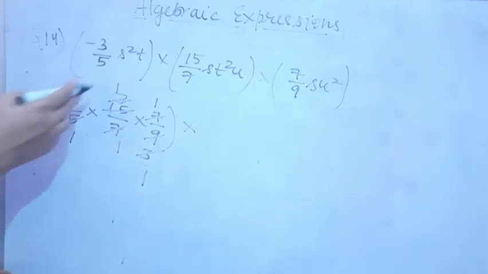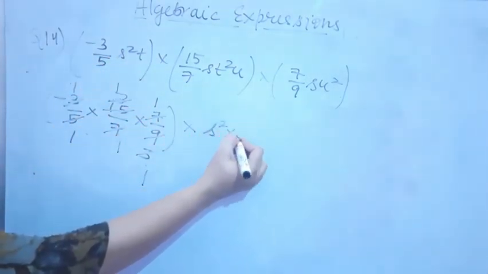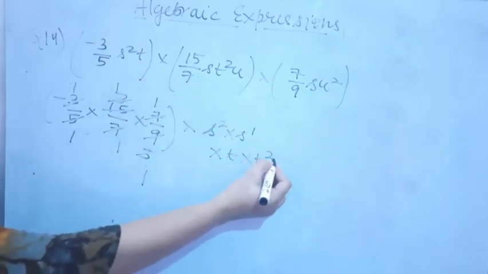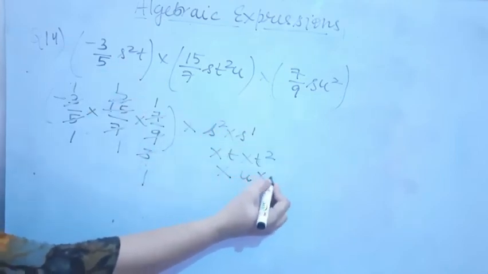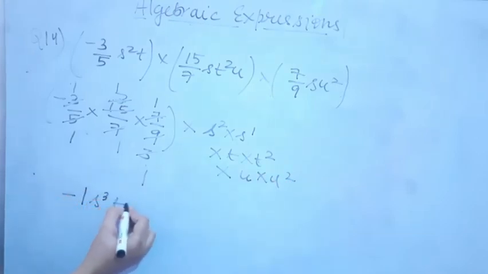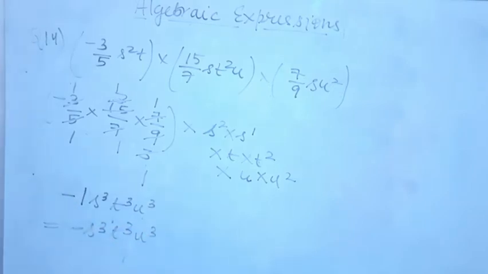Now multiplying the literal factors. So s square in the first one, the second one is only having s, so s to the power of 1. t multiplied by t square, u is not there in the first algebraic expression, so u multiplied by u square. So the final answer will be minus 1 s cube t cube u cube, which can be written as, sorry, minus s cube t cube and u cube. The minus sign will be there since it was minus 1 over there.